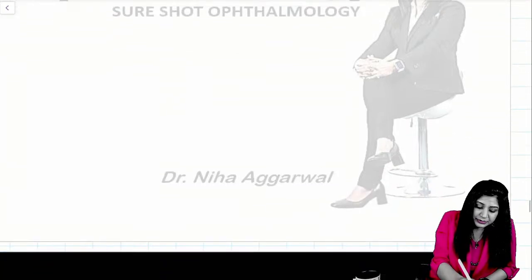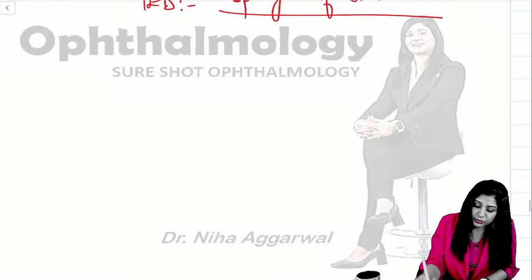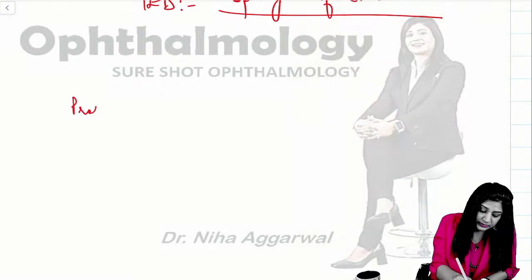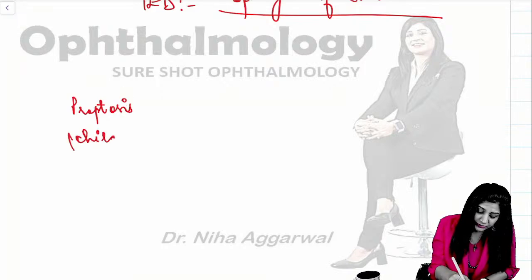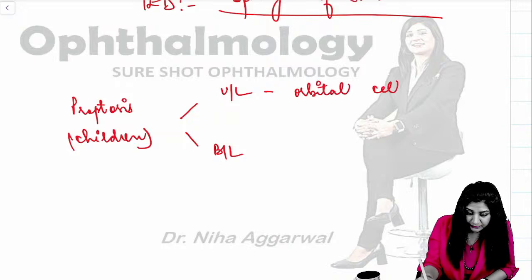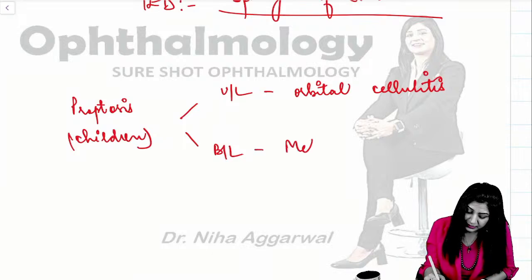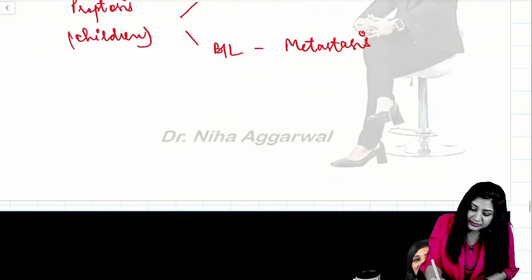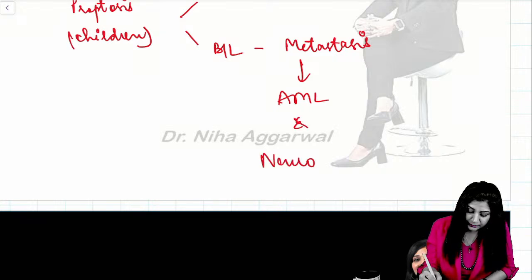Then if I talk about proptosis in cases of children, it can be unilateral and it can be bilateral. Unilateral will be due to orbital cellulitis, and bilateral will be due to metastasis. This will be due to metastasis, and metastasis will be coming from AML and neuroblastoma.